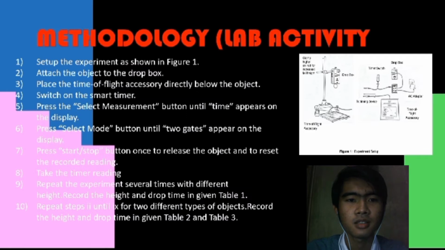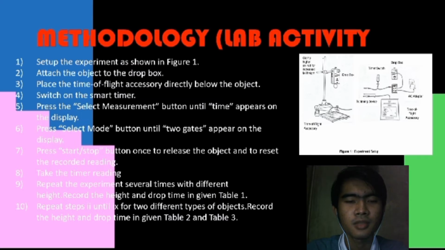third, place the time of flight accessory directly below the object, and fourth, switch on the smart timer, and fifth, press the select measurement button until time appears on the display, and sixth, press select mode button until two gates appear on the display, and seventh, press start and stop button once to release the object and to reset the record reading. 8. Take the timer reading, and 9.